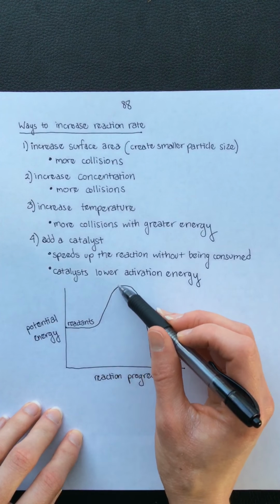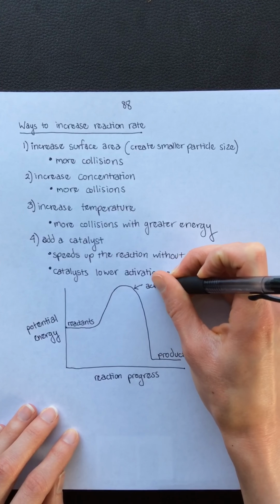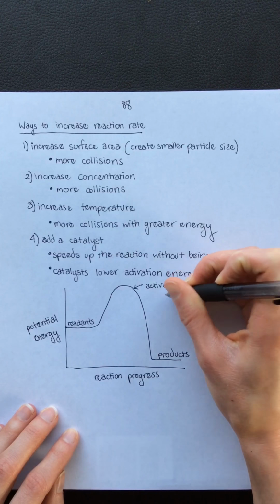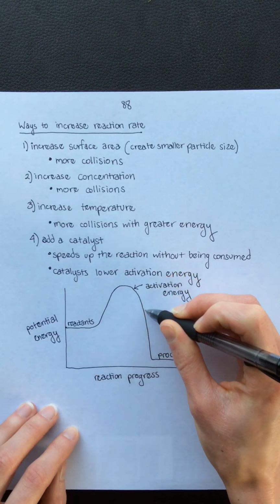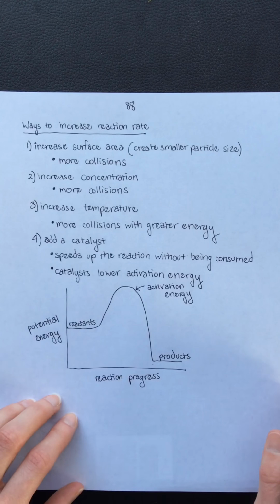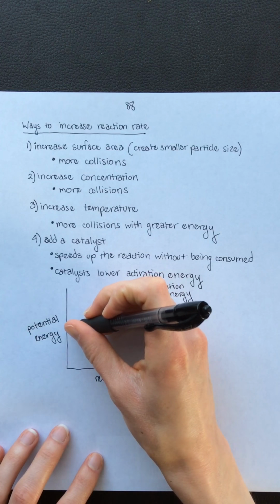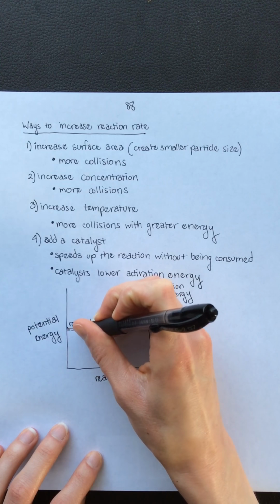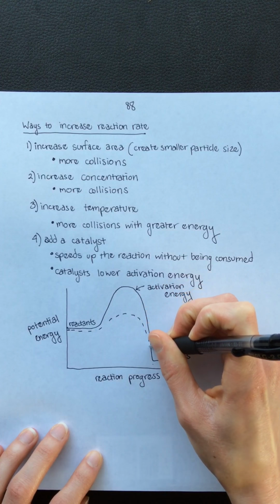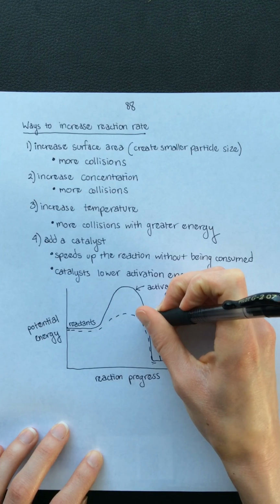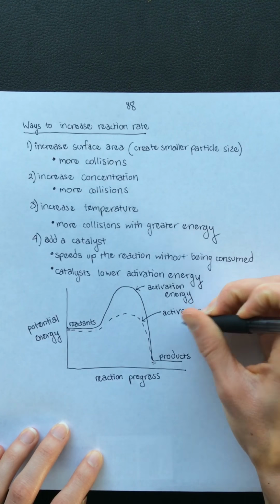And you might guess that this hill represents the activation energy. And you can see it is pretty high. These reactants have to get over this big hill before they can react and turn into these products. But if we add a catalyst, it lowers the activation energy. So I'm going to draw a similar curve but with a dotted line. And this represents the activation energy with a catalyst. So you can see it's a lot lower.